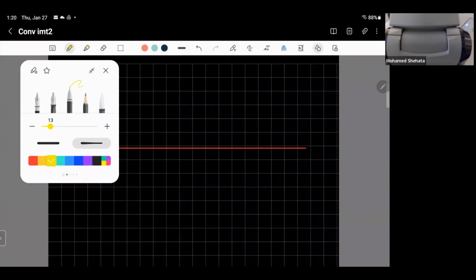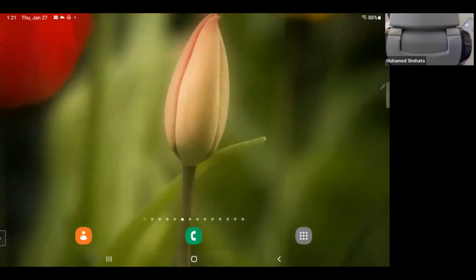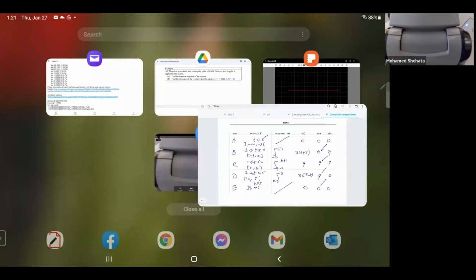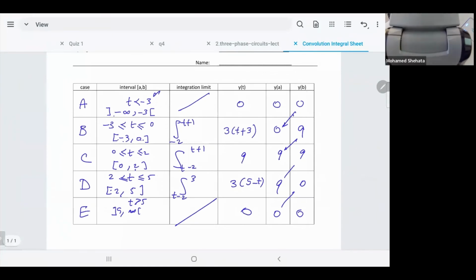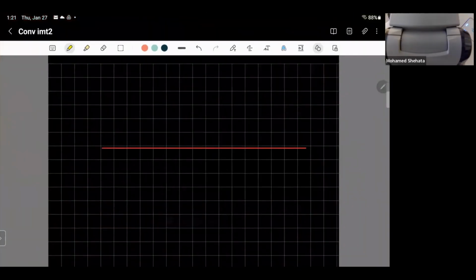But the question now, the x-axis, is it t or tau? Tau? Okay, let me show you the table. I will show you the table. But you are convinced about this table, right? So what is that? Y of t, yes. So when you sketch y, the result, that will be t.